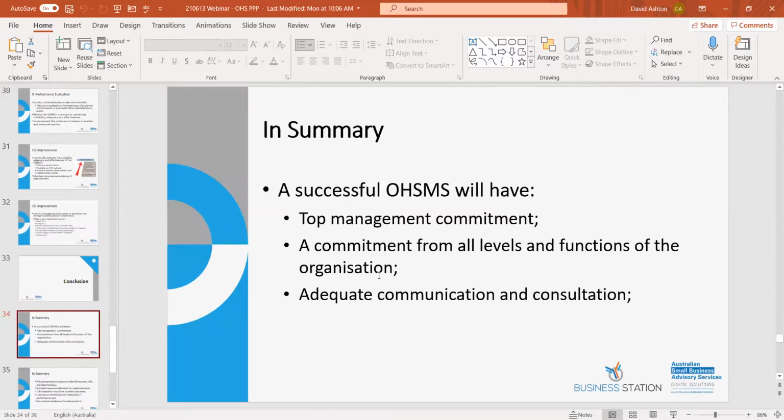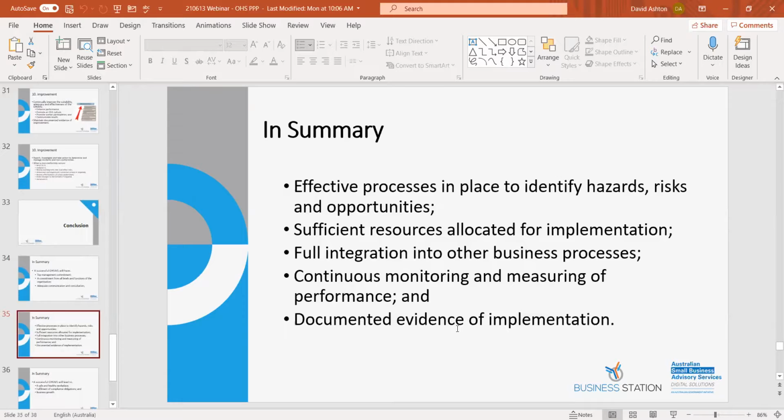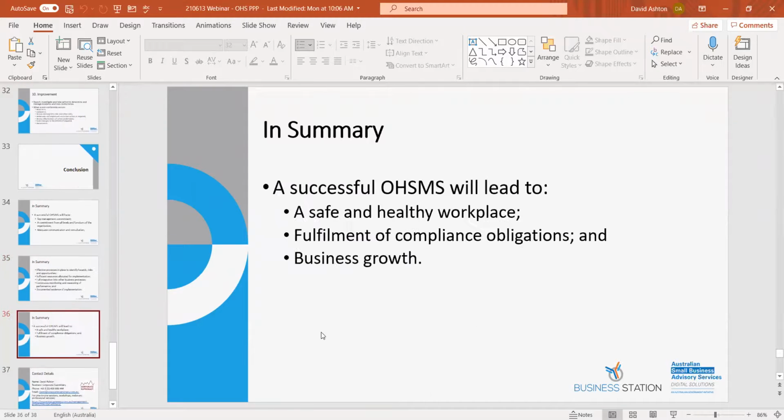In summary, I think a successful system will have top management commitment. It'll have commitment from all levels and functions of the organisation. It'll be adequately communicated, and there'll be sufficient consultation with workers. The policies and procedures in place will identify hazards, risks and opportunities. You'll allocate resources to ensure adequate implementation. It'll be integrated with other business processes, and you'll have in place mechanisms to continually monitor and measure performance, and tools, templates and forms to help with implementation. It'll lead, I think, to a safe and healthy workplace, fulfilment of your compliance obligations and business growth.